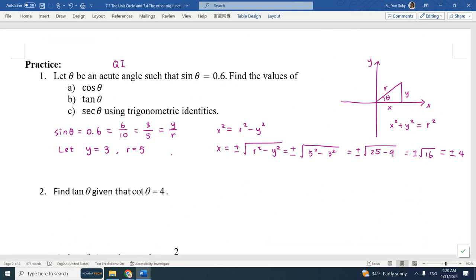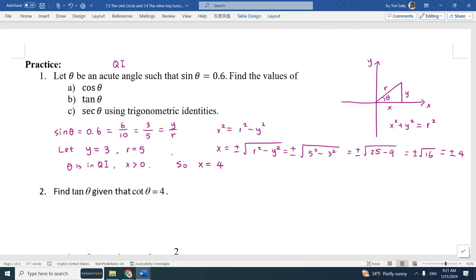Now, because theta is in the first quadrant. Okay, so theta is in quadrant 1. Then we know x is positive. Remember 4 quadrants? 1, 2, 3, 4. Quadrant 1, x is positive, and y is also positive. Yes, so we pick the positive 4. Okay, so x equals positive 4. Right, everybody?